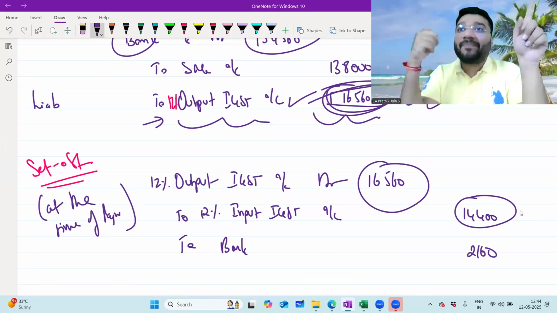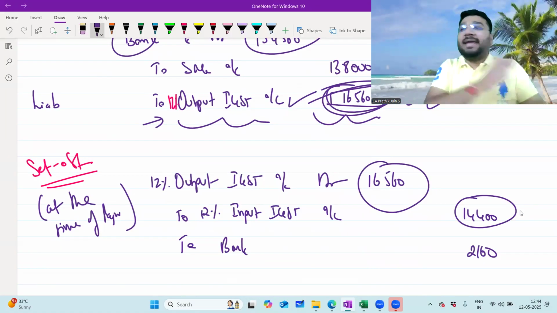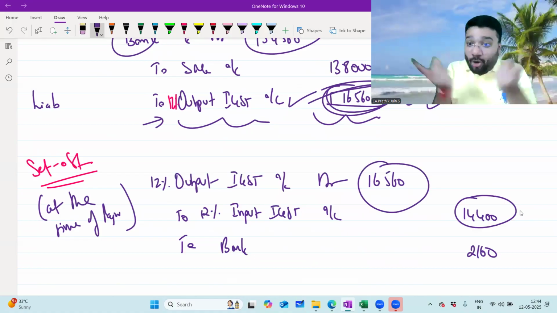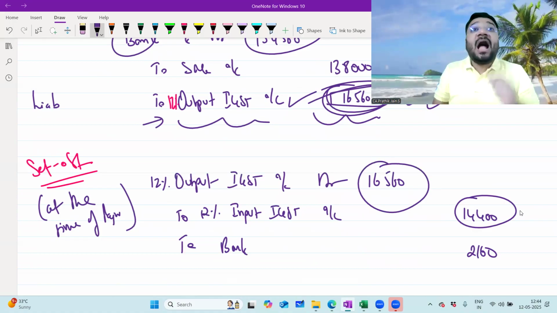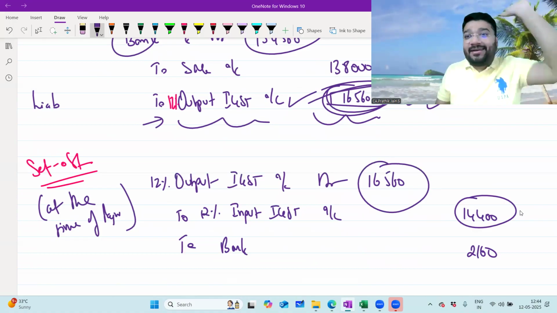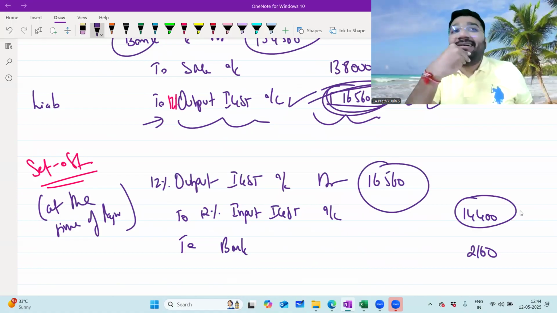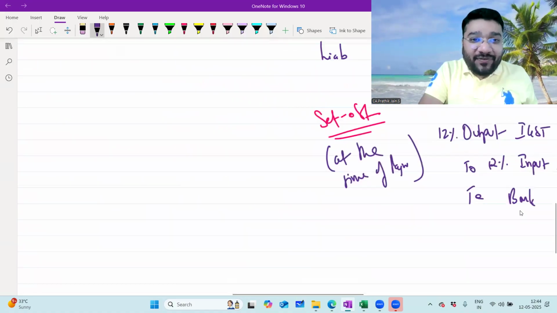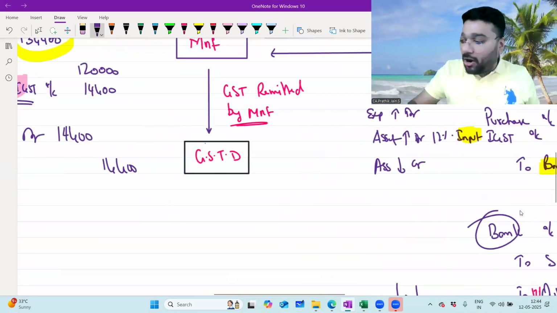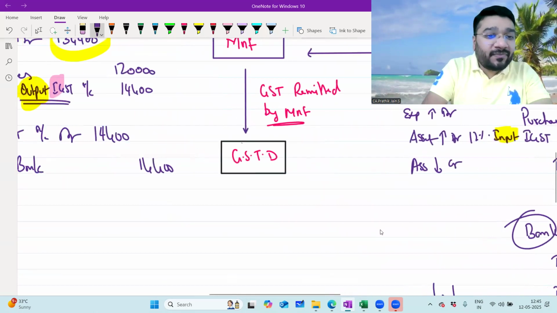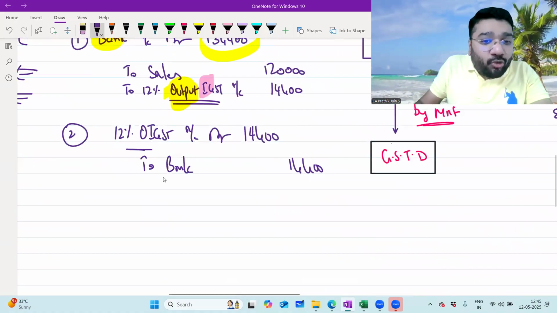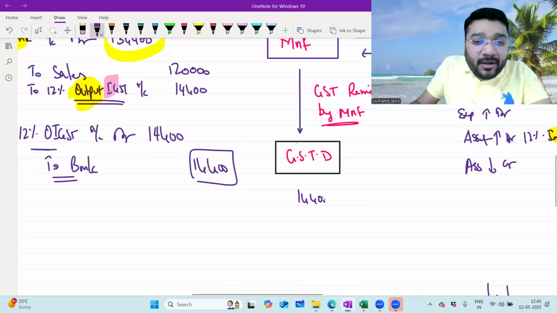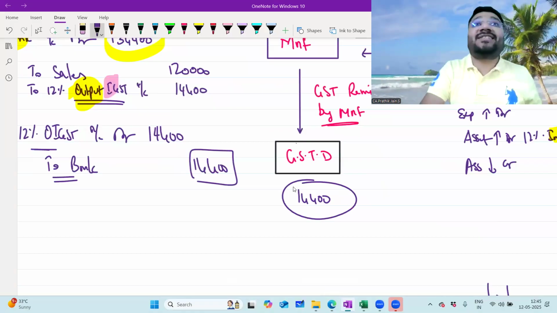One more time, I'll ask my question. In this entire process of buying and selling, from manufacturer to retailer and from retailer to the end customer, in total, how much money did the government make here? 16,560 only. Now, in the first phase, how much money did the government get? Output IGST to bank, money remitted to the government. How much? 14,400 received by the government in the first stage.